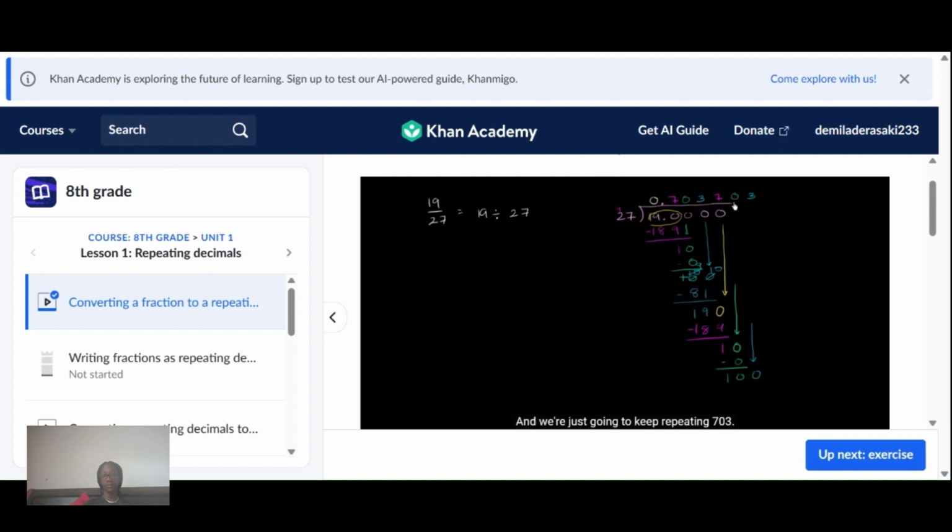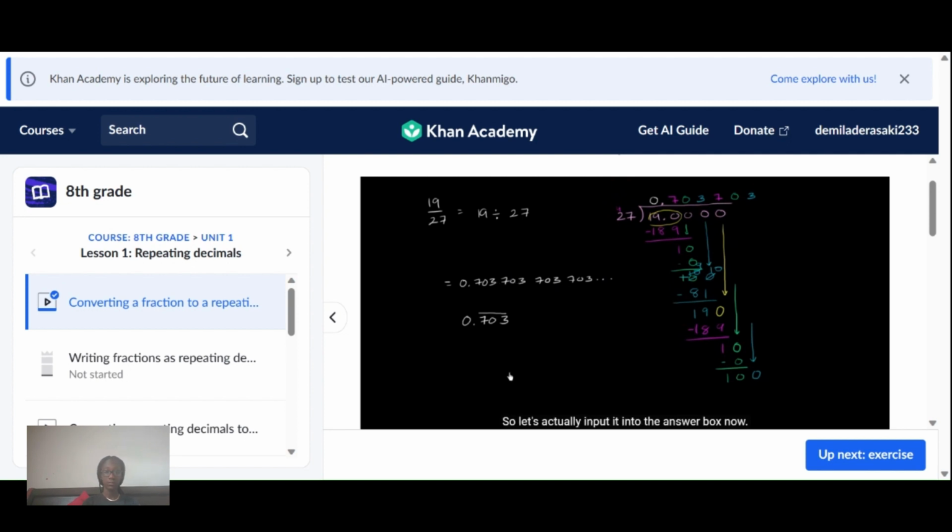0.703703, and we're just going to keep repeating 703. This is going to be equal to 0.703703, on and on forever. So the notation for representing a repeating decimal like this is to say this is 0.703, and you put a line over the part that's going to repeat. So you put a line all over the 7, the 0, and the 3. So this means that the 703 will keep repeating on and on and on.